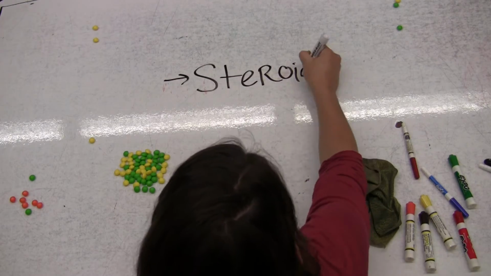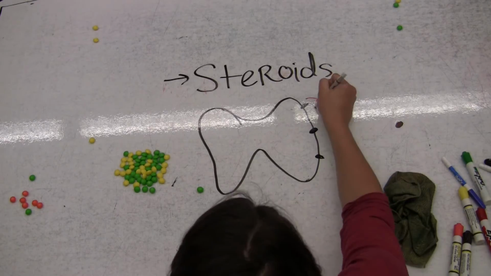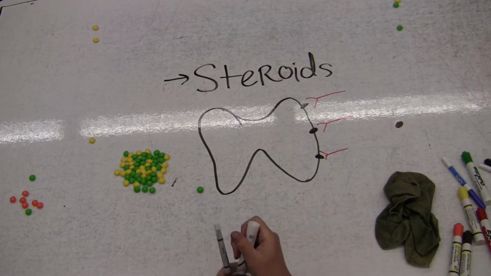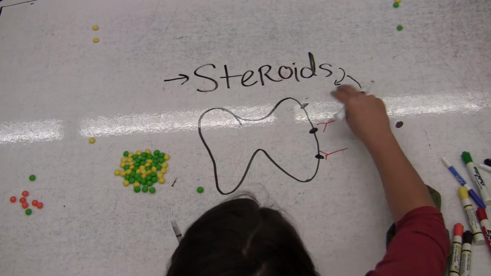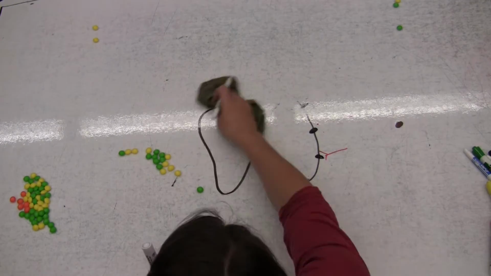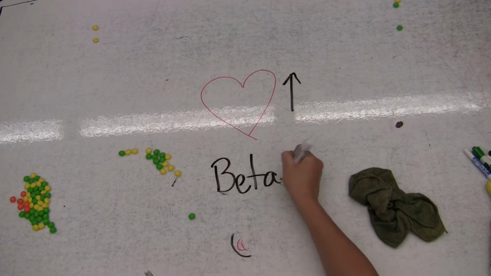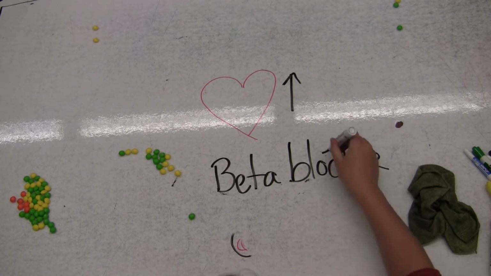Treatments include steroids to decrease the inflammatory response, medications like propylthiouracil to inhibit thyroid hormone production, radioactive iodine therapy, which destroys thyroid cells, and surgery, or the removal of the thyroid gland. Patients will also need a beta blocker to protect their heart.